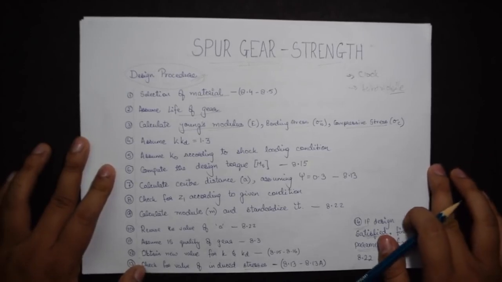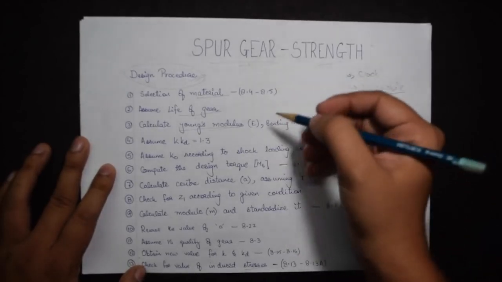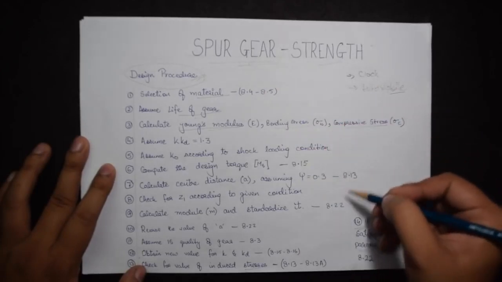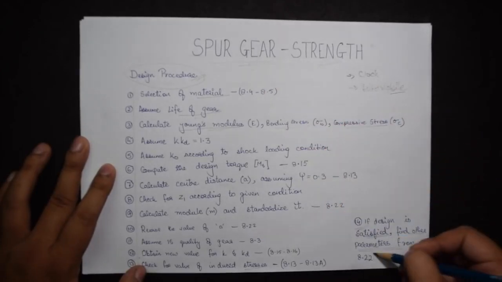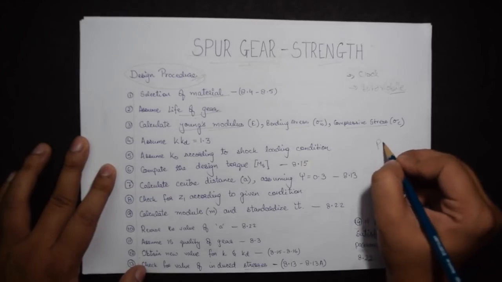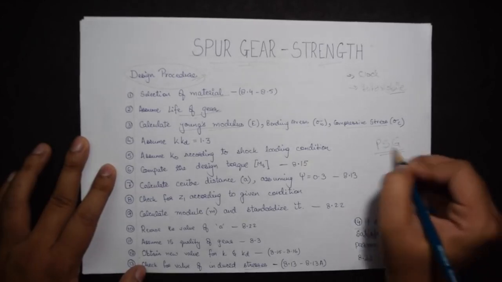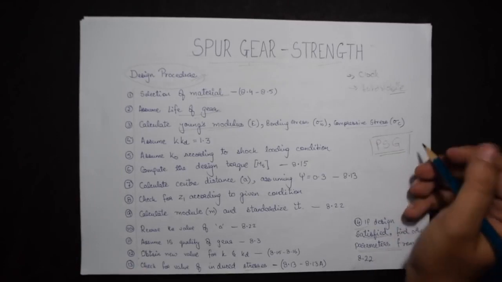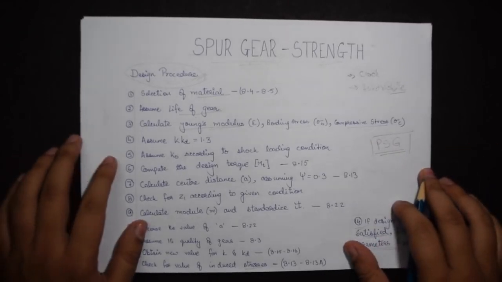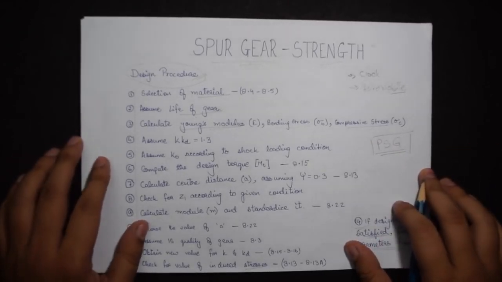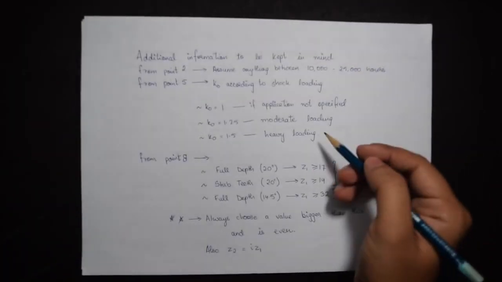We see that there are so many page numbers written over here. So these page numbers are of the design data book, which is compiled by the PSG College of Technology. So we'll get most of the values from our data book only. I have summarized 3 points which we'll have to remember by heart.